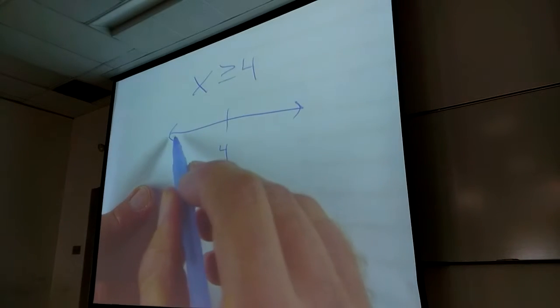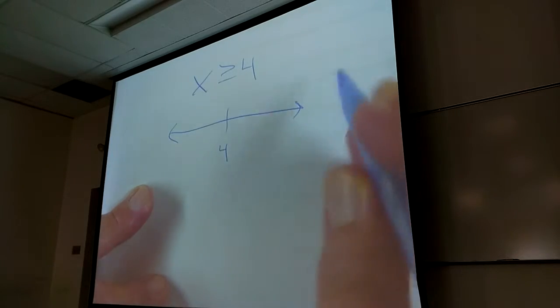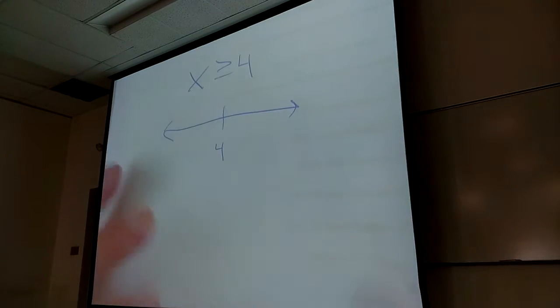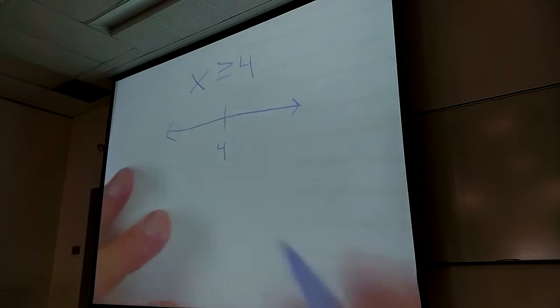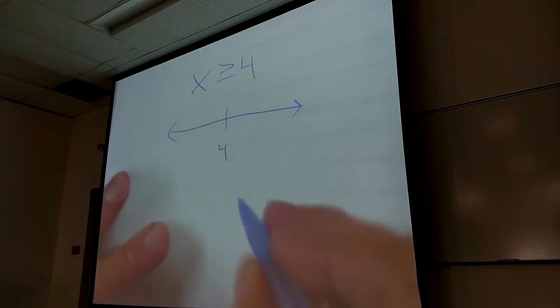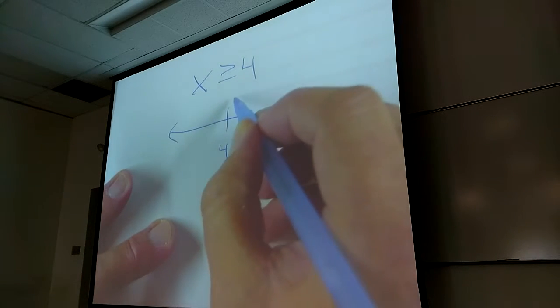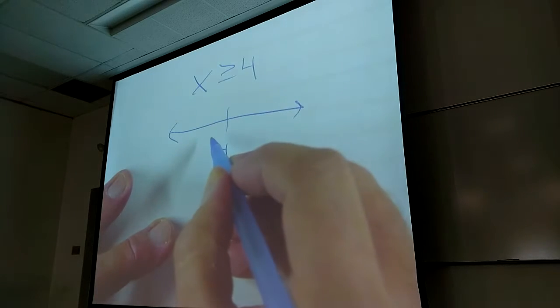So how do I break a line in half at a point? Doesn't this break it, and don't quibble with me about how you can't cut infinity in half. Forget that. And then, of course, on the 4, you're going to put a bracket. Now, which way do I shade?